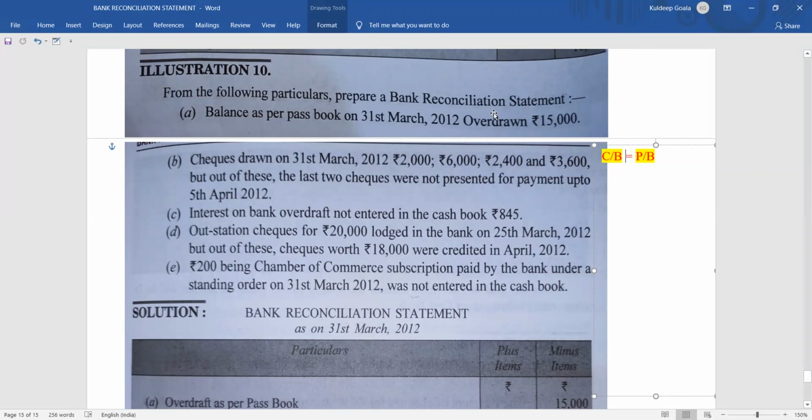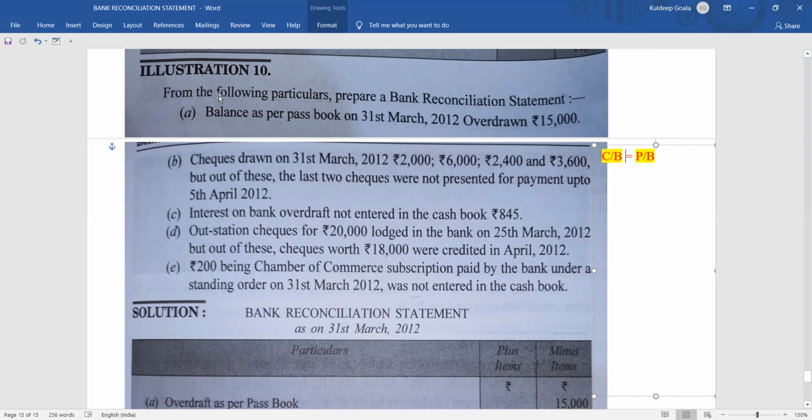So today we are going to finish up this chapter of bank reconciliation statement, and we are going to start up with the remaining of the chapter, that is bank overdraft balance as per passbook. Okay, that is the only thing left. So we'll start with that.